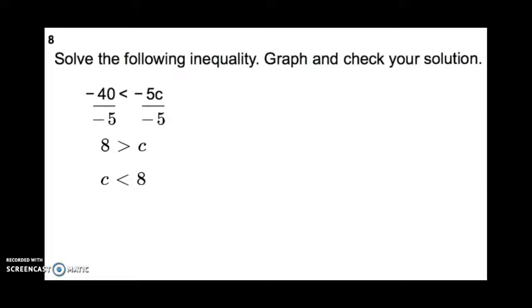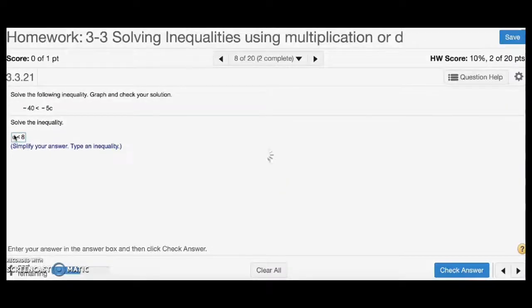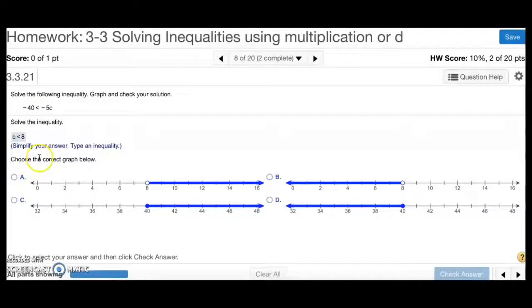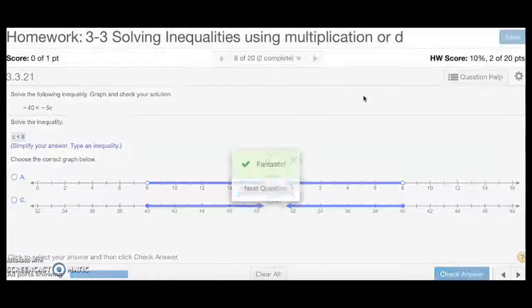Okay, so now let's graph that. So typing in C is less than 8. And then my graph will be starting at 8 and going to the left with an open circle because there's no line under it. So that means it's going to be B. And that's number 8.